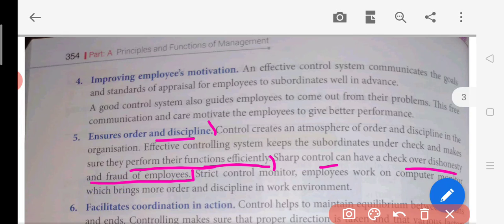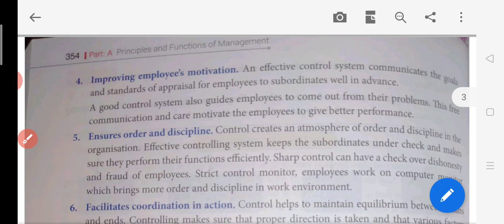It is always considered a good thing to check the dishonest employees in the organization. In order to do this, we always try to keep some control over all these kinds of activities. Fraudulent activities can happen in the company, so it is very important to keep all these employees in control. So strict control, like monitoring employees' work on the computer, brings more order and discipline in the work environment and should be done. In this way we can easily control the employees.